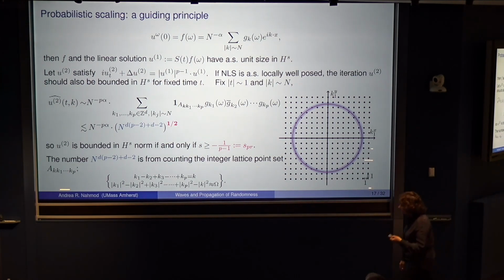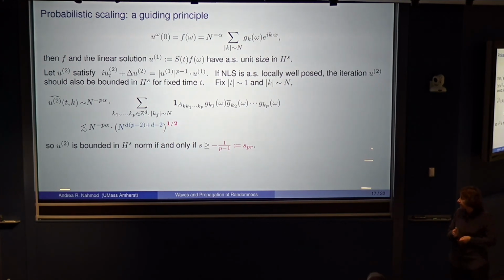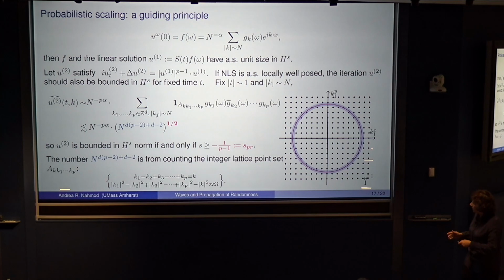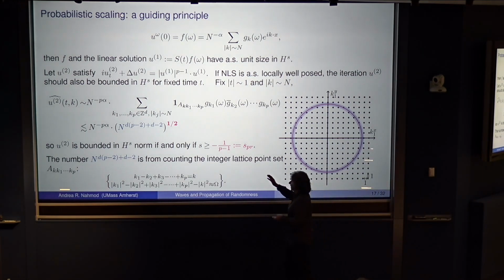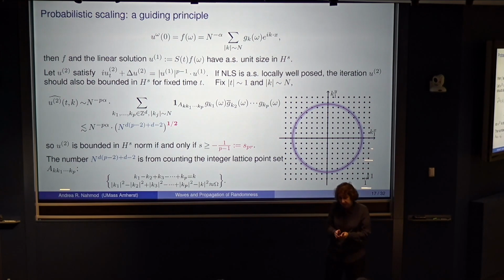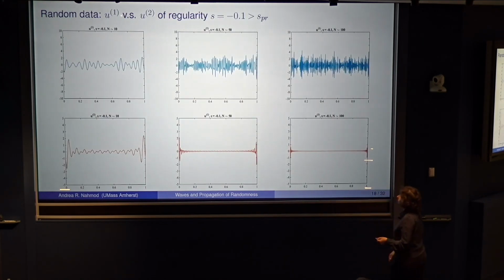So what we are saying here is that this number should be the right threshold through which you should view the random data problems. It's a guiding principle, because it's not true that you can always reach this number, but it's saying that certainly if you're below this number, things go bad, but if you're above, things go good. And here are some pictures.